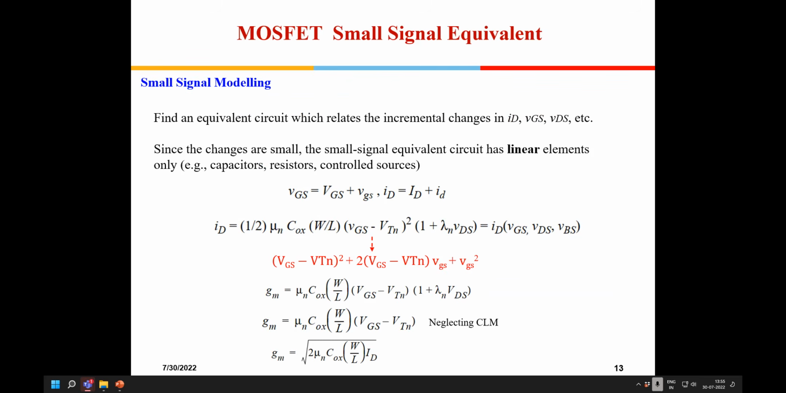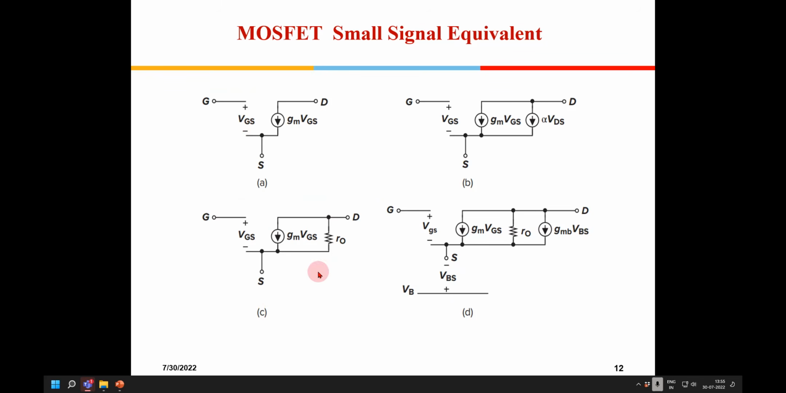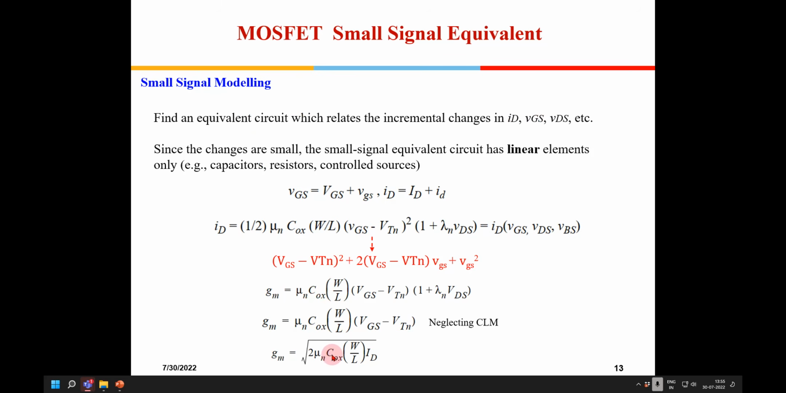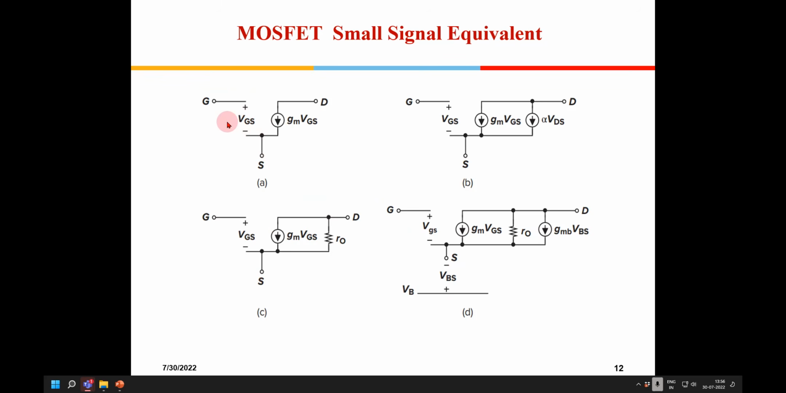Is this value of GM in this particular circuit clear to all of you? Now let's focus on this. We will require a greater GM for greater gain. If you are applying a small signal and there is a large variation of current here, it will result in greater gain. We'll see the gain equation subsequently, but it is desirable that GM should be high.